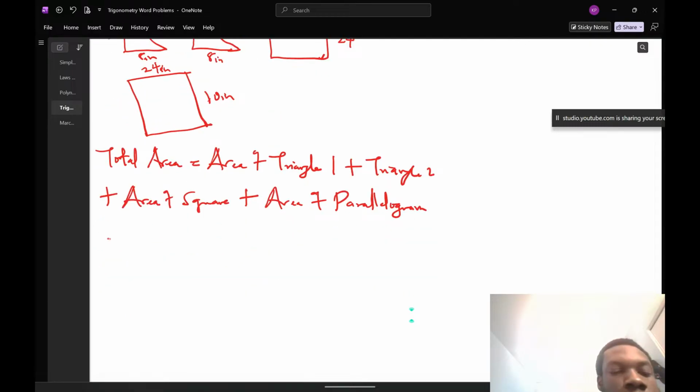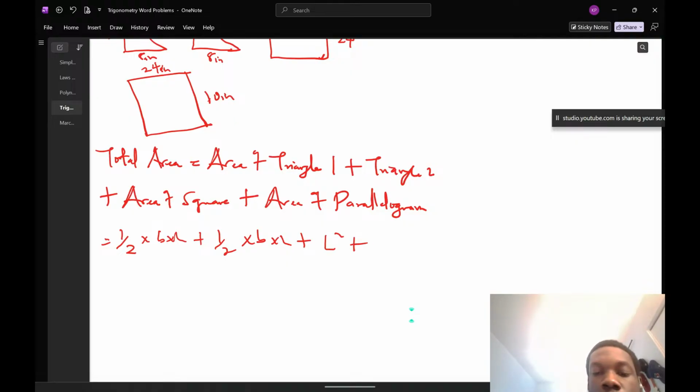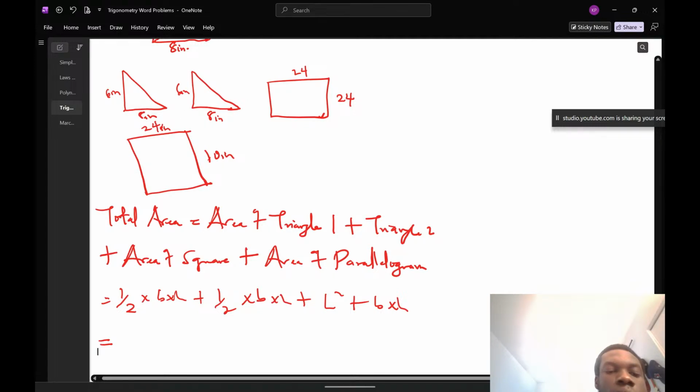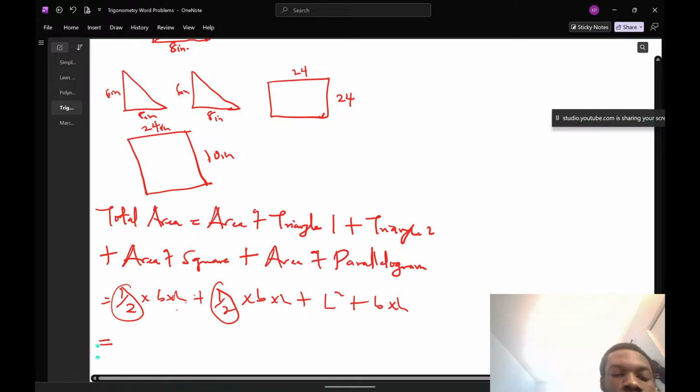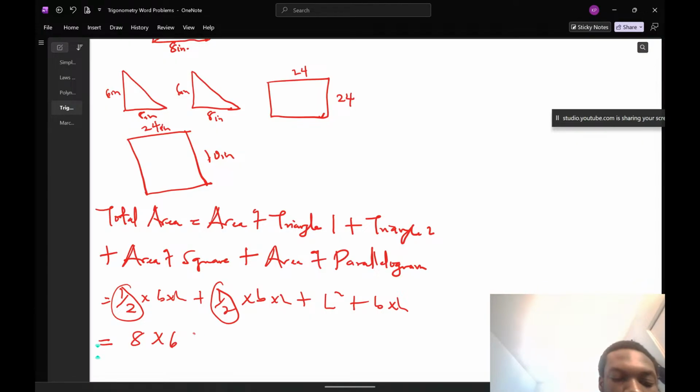So for the area of triangle 1, we know that the area of a triangle is 1 over 2 times base times height, plus 1 over 2 times base times height, plus L squared, plus base times height. Since these right angle triangles are both the same, we can just take them together. So the base times height will be 8 times 6, right? Because half of 8 times 6 is half of 48, so that just gives 8 times 6.